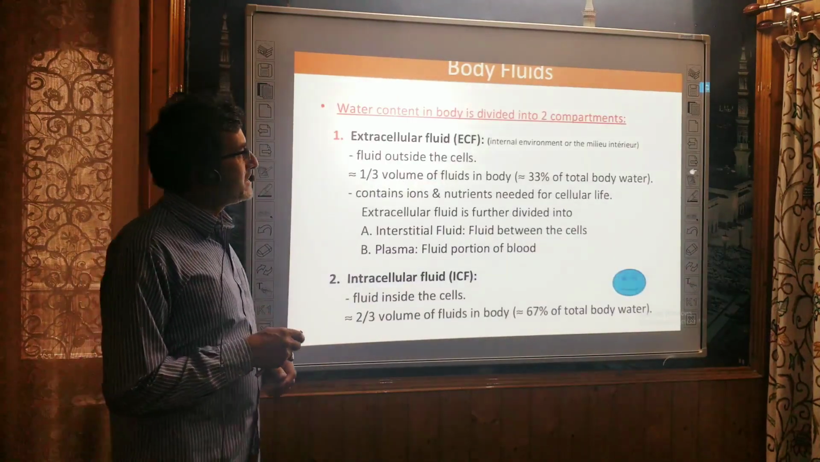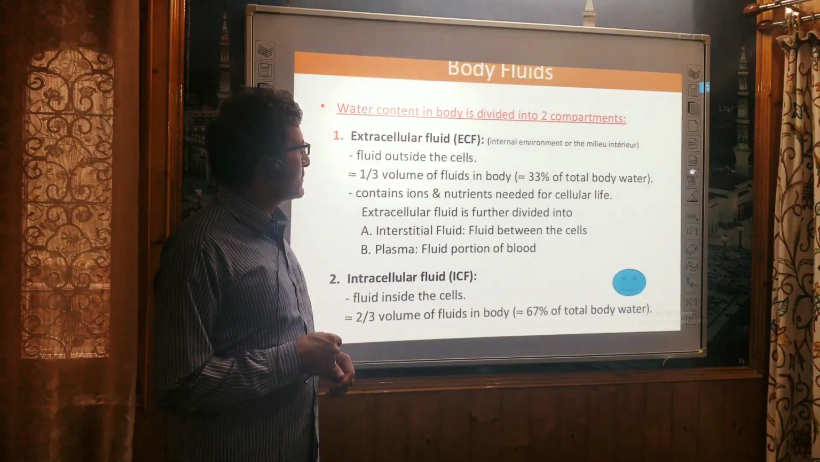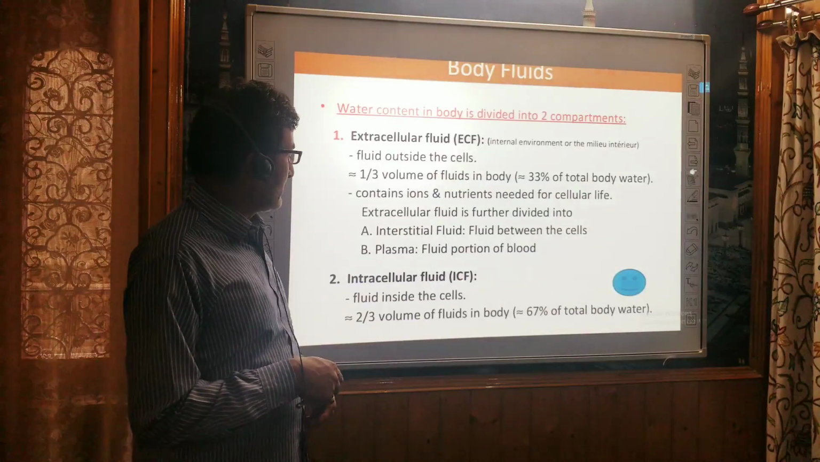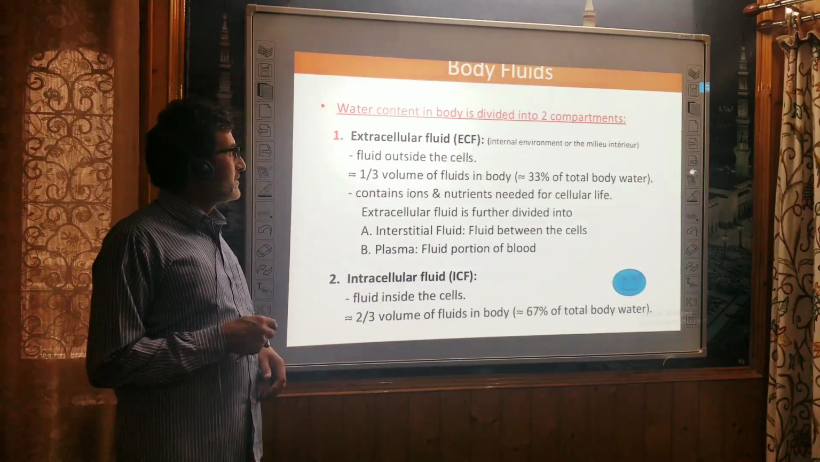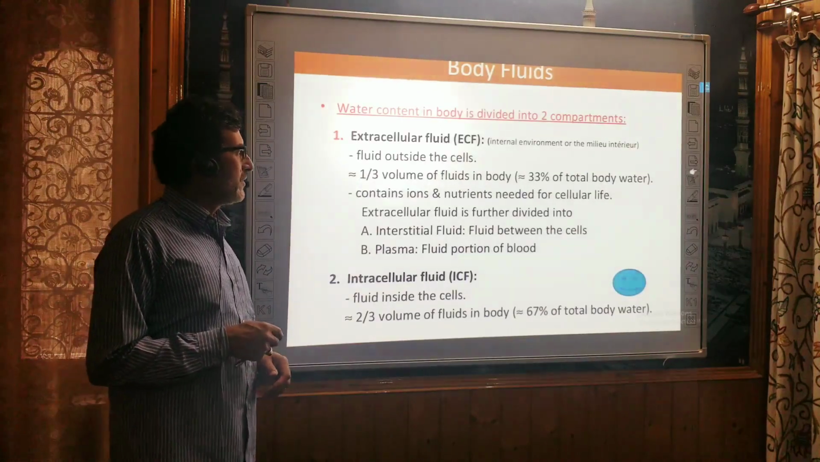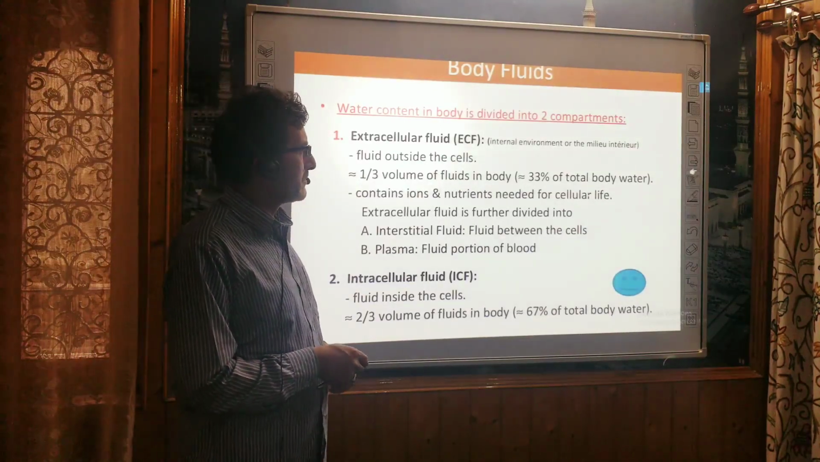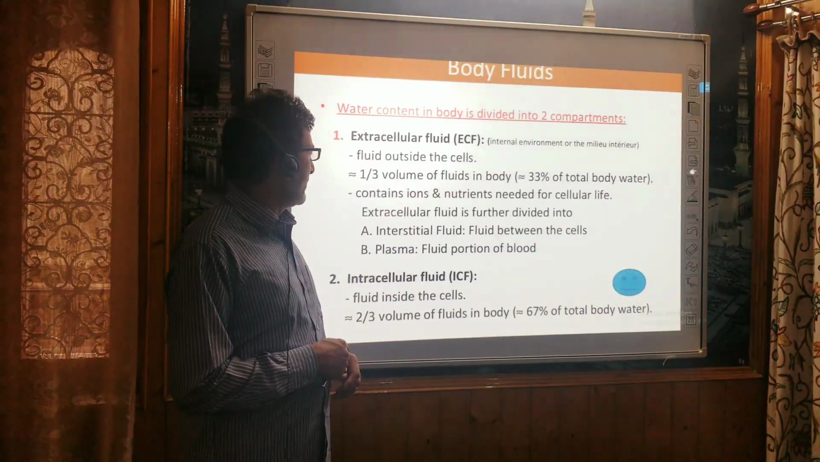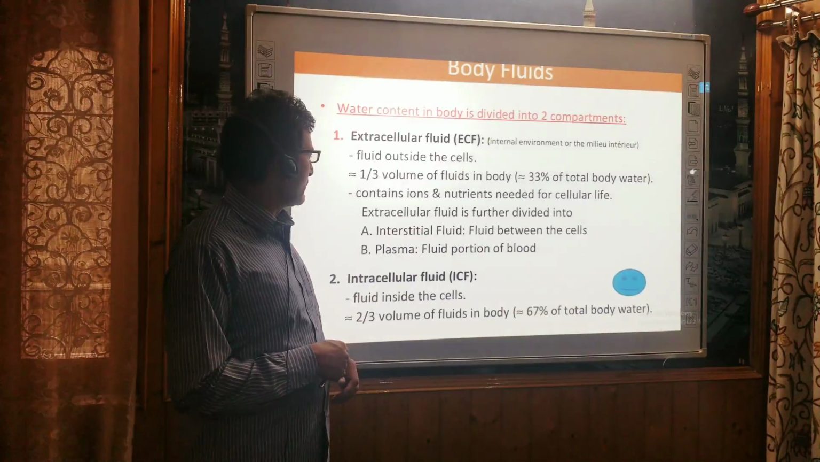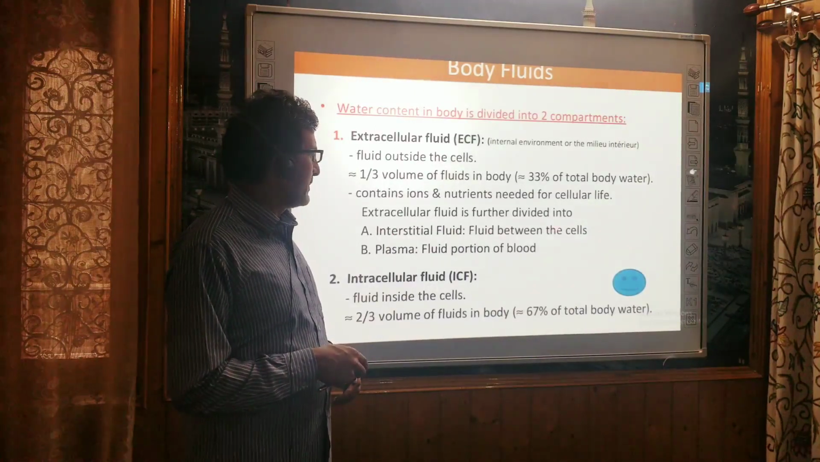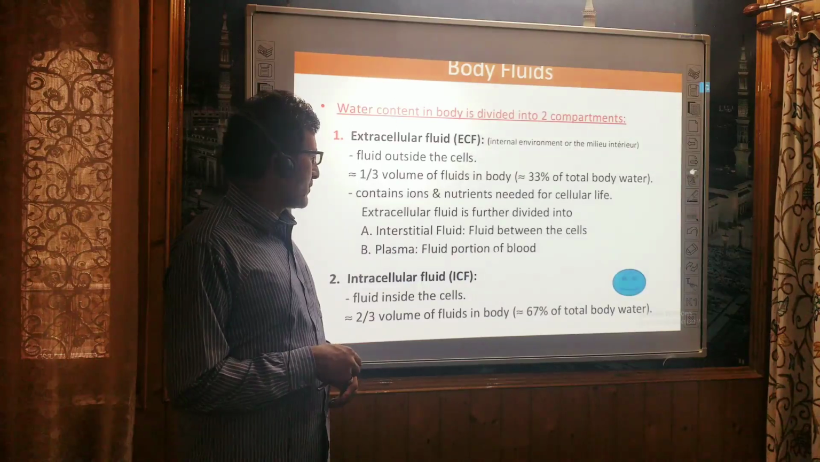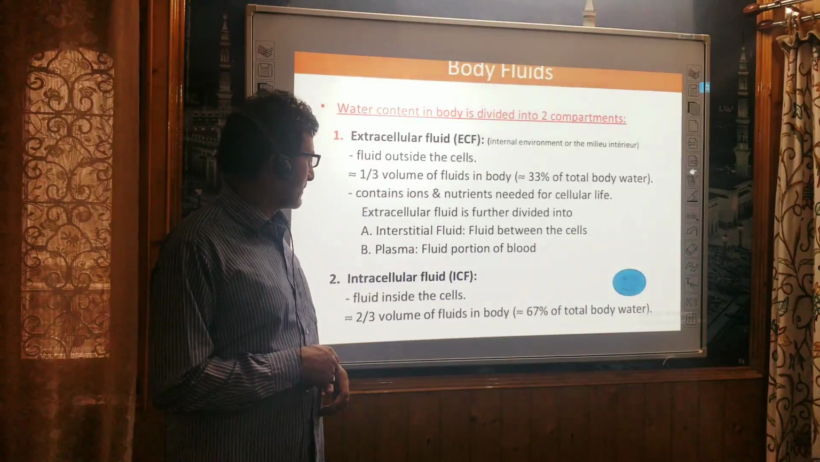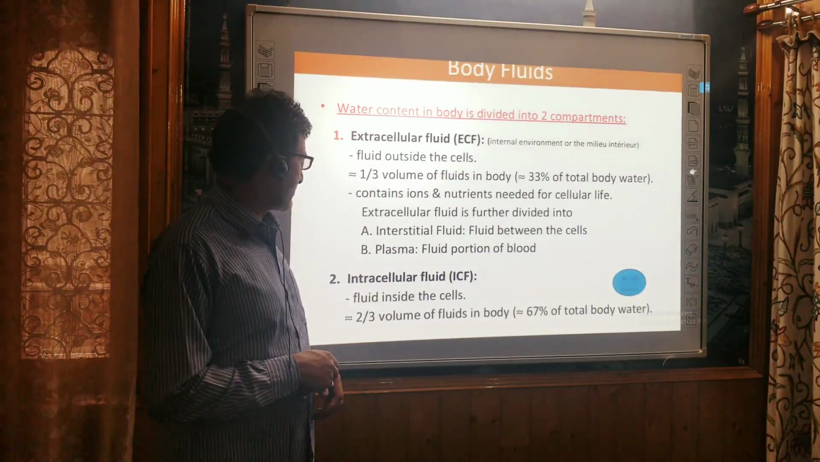Water content of the body is divided into two compartments: extracellular fluid, ECF, and intracellular fluid, ICF. What is extracellular fluid? Fluid outside the cells. It is 1/3 of the volume of fluid in the body, 33% of total body water, and contains ions and nutrients needed for cellular life. Extracellular fluid is further divided into interstitial fluid, the fluid between the cells, and plasma, the fluid portion of blood. Plasma is the main component of the blood which contains proteins, minerals, water, etc.